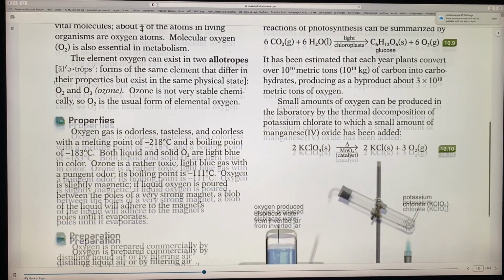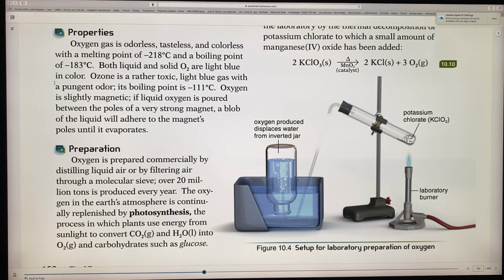So here's a picture of it set up for laboratory preparation of oxygen. Here we have in the test tube some potassium chlorate. Chlorate means there's oxygen in there too. So that's where the oxygen is, and we want to get that oxygen out. The oxygen is produced, goes through here, and displaces the water, and the oxygen is up here at the top, coming out of the water. So it's a way of doing it with the catalyst being manganese. So anyway, let's go on.